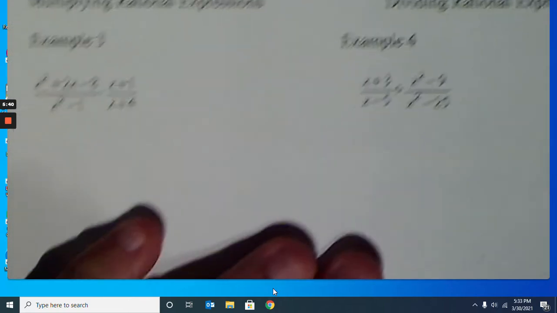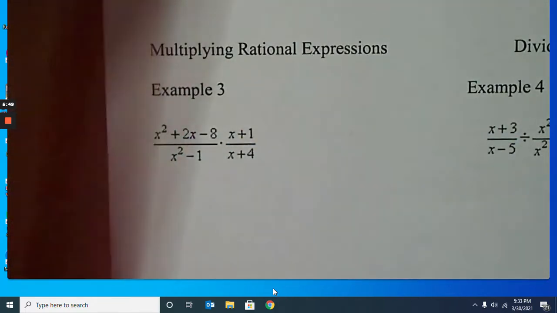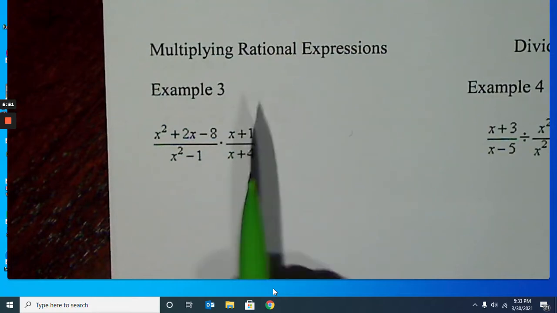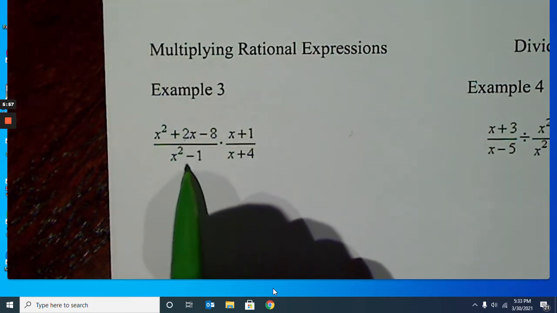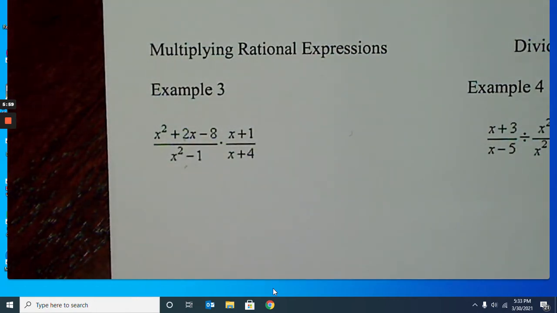So now, what exactly are we looking at? Well, first of all, we'll talk about multiplying. I'm going to see if I can get this to cooperate today. So when we multiply, again, we're not going to necessarily multiply this term to this term. What we're going to do is factor these two out, reduce, and then multiply if we can.